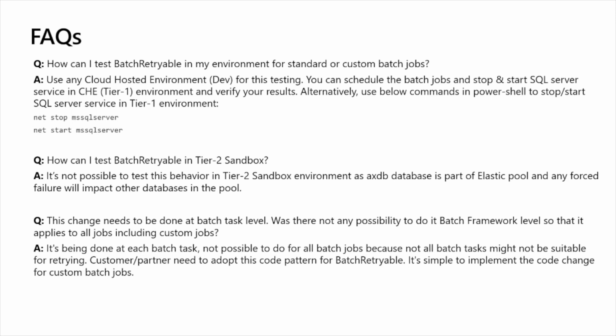Changes need to be done at the task level. Why is it not possible to do it at the batch framework level? That's the question we got in the Q&A panel as well. We have been asked, why do I need to go back and make a code change to my batch job? Why don't you implement it in the batch framework itself, and let all the batch jobs be ready for retry?